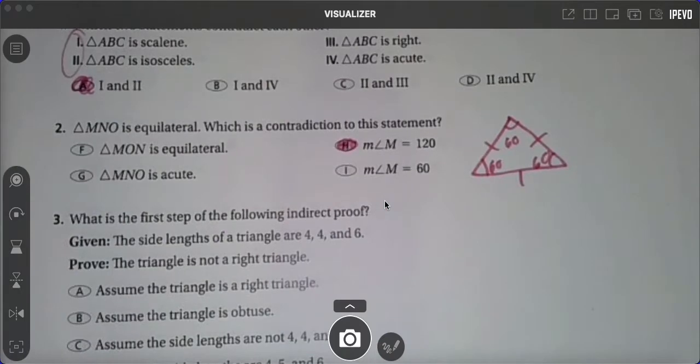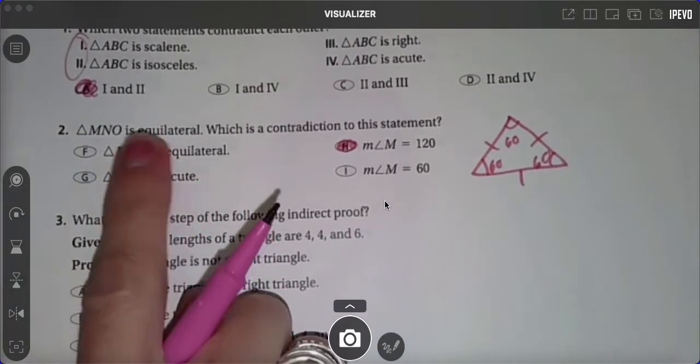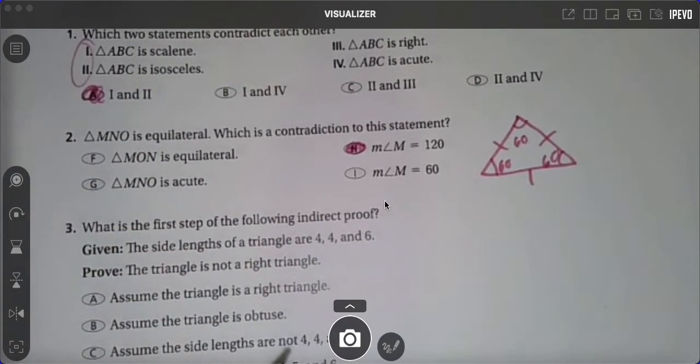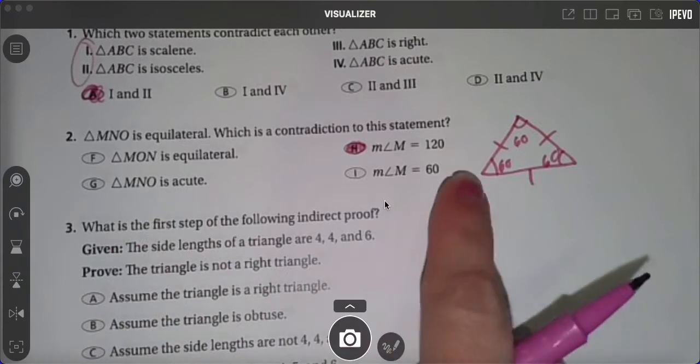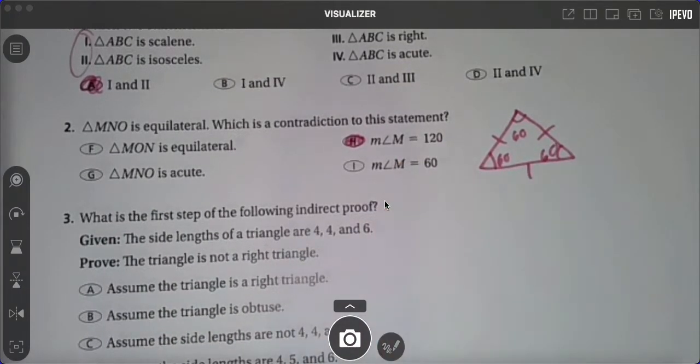What's a contradiction to that statement? This is the same triangle. There's no contradiction here, right? You can name the triangle whatever. This is actually the exact same statement. All the angles are acute and all the angles are 60. That's the one that can't happen.